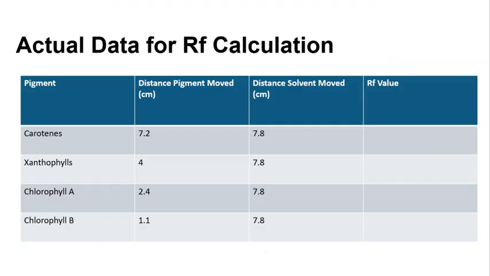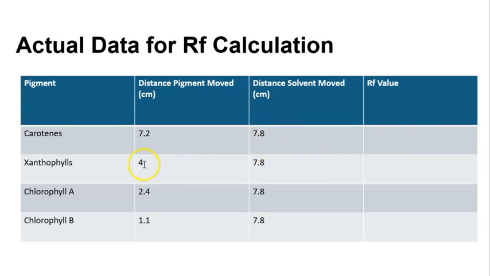So here's the actual data for your RF calculation with all 4 pigments, again located on the very left of this table here, with carotenes moving 7.2 centimeters up the paper, xanthophylls moving 4 centimeters, chlorophyll A moving 2.4 centimeters, and finally chlorophyll B moving 1.1 centimeters. In our actual data, the solvent moved 7.8 centimeters in total, so if you wanted to find the RF value for carotenes, you would take 7.2 and divide it by 7.8, and that would give you the RF value for that.